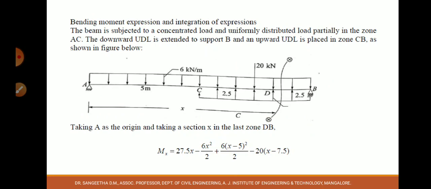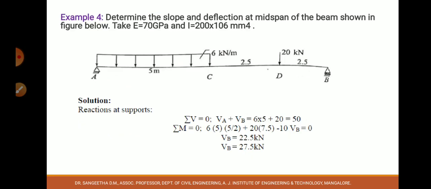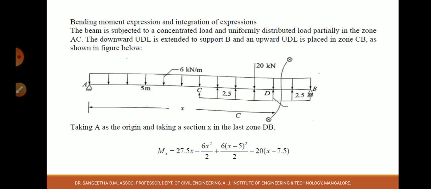So VB and VA are found, and just now as we solved in the previous problem, whenever there is a partial UDL, if it is for the complete span, no worry. If it is for a partial span, then you have to extend it throughout the span on both sides. From C to B you are extending the UDL of the same magnitude both top and bottom along with the other loads. Take a section in the last zone and let its distance be x as mentioned here.